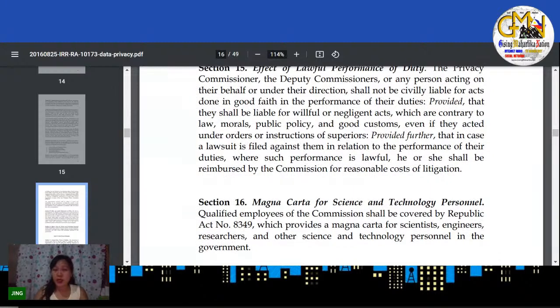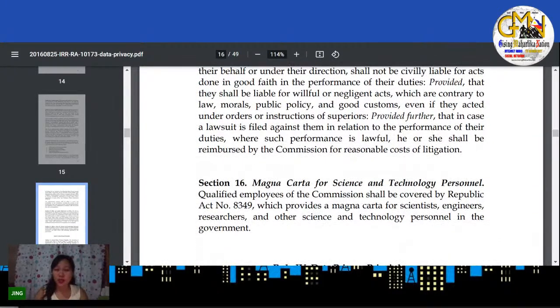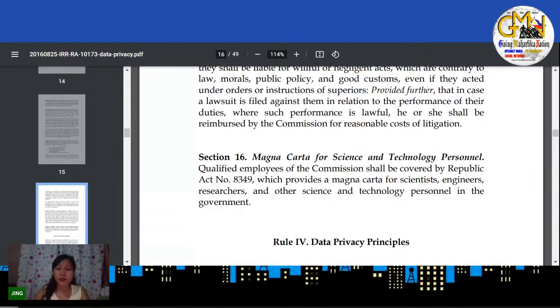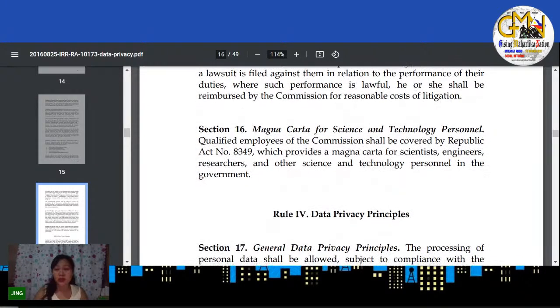Provided further that in case a lawsuit is filed against them in relation to the performance of their duties, where such performance is lawful, he or she shall be reimbursed by the Commission for reasonable cost of litigation.